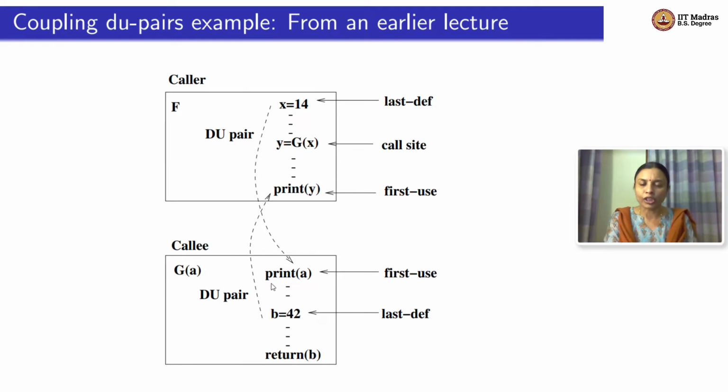Similarly, now the code for g runs, and g returns a value b back to f, and b is coupled with y. So the last definition of b occurred here, b is equal to 42. In between, assume that there weren't any further definitions of b, and the return value b is coupled with y and printed out, and this is the first use for the last definition that was here. So this is straightforward. Methods f and g are not polymorphic, they are not owned by different classes. This is just ordinary call graphs. This is fine.